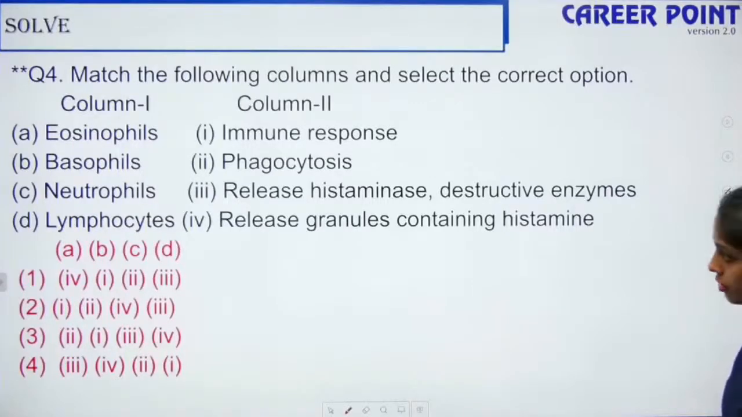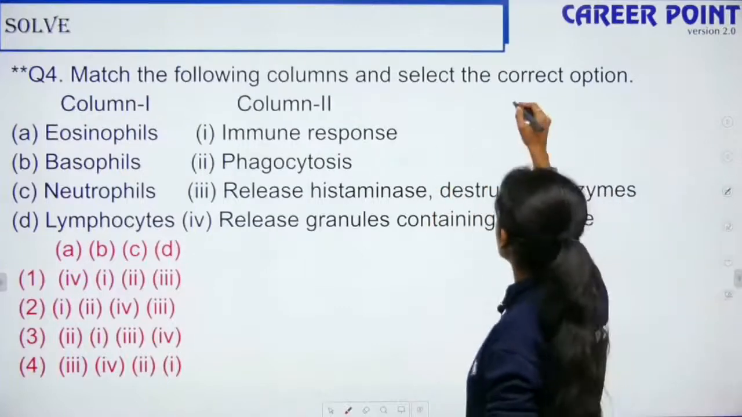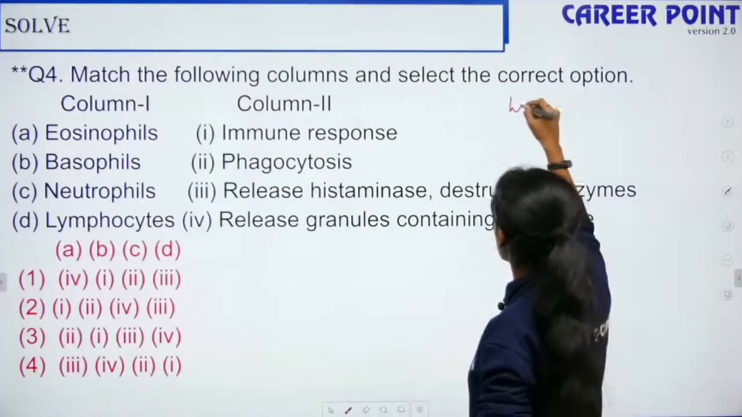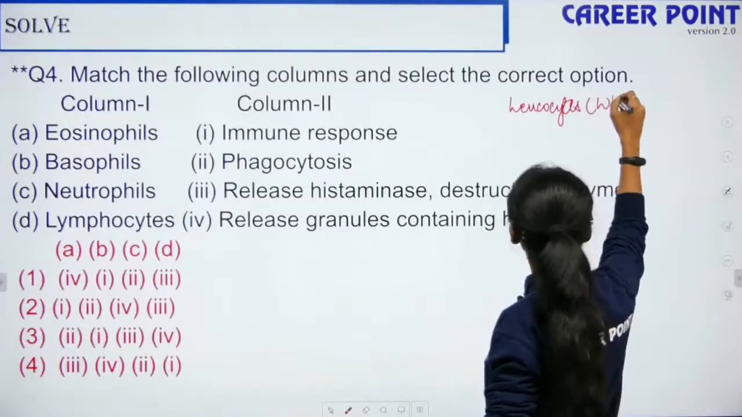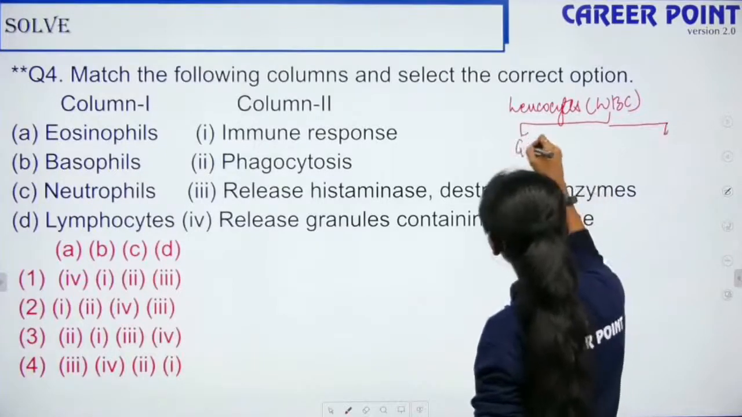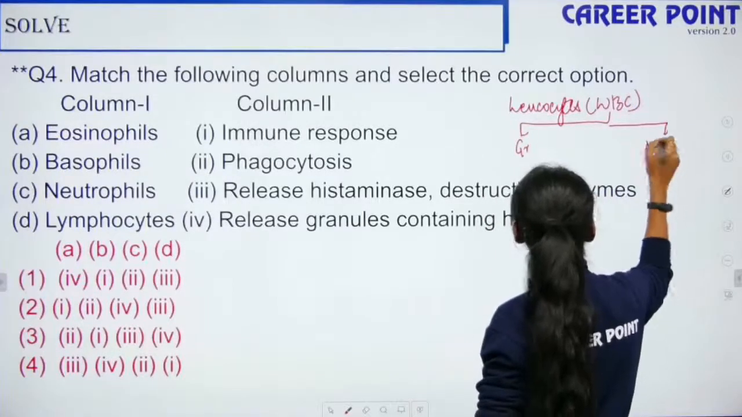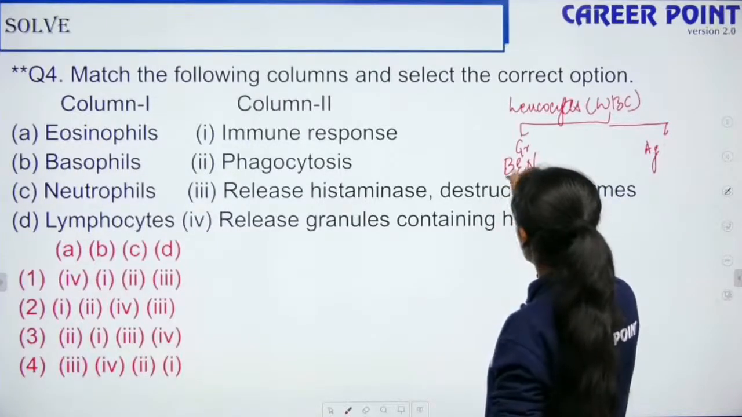Any idea? So Antonia B says 4. Basophils will release your histamine and destructive enzymes. Before that, these are all components of your leukocytes. Leukocytes are your WBCs. WBCs are broadly divided into granulocytes and agranulocytes. Granulocytes are BEN: basophil, eosinophil and neutrophil.